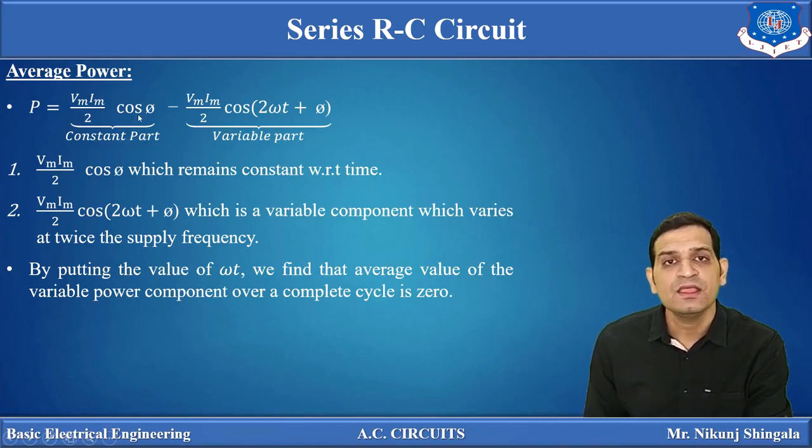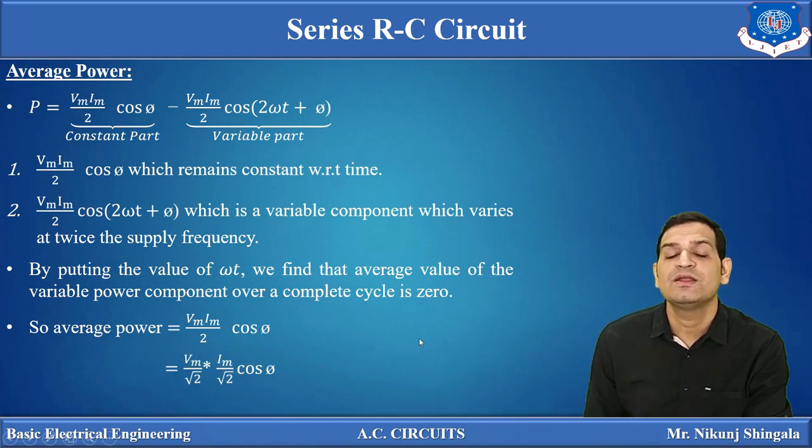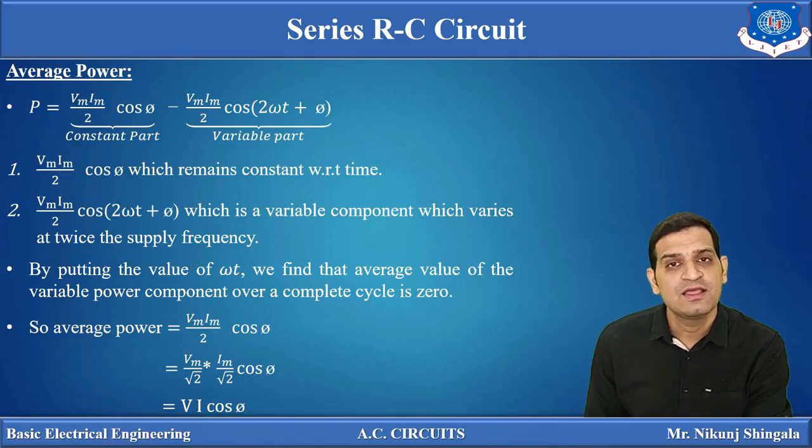Now the first term is a DC term, a constant term, and we know the average of a constant remains itself. So the final average power which we get is Vm Im divided by 2 cos phi. Now we can write 2 as root 2 into root 2. So Vm by root 2 into Im by root 2 cos phi. Now we know Vm by root 2 is nothing but the RMS value. Similarly, Im by root 2 is the RMS value of the current. So we can write Vrms into Irms cos phi, and Vrms and Irms can be represented by capital V and I. So the final expression of average power is VI cos phi. This is the actual power consumed in the series RC circuit.